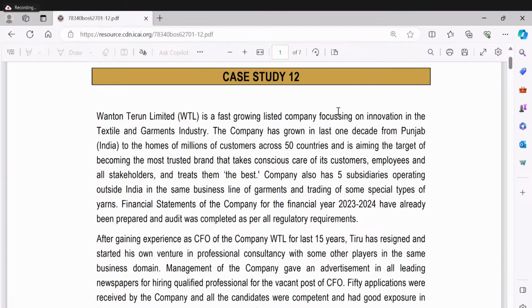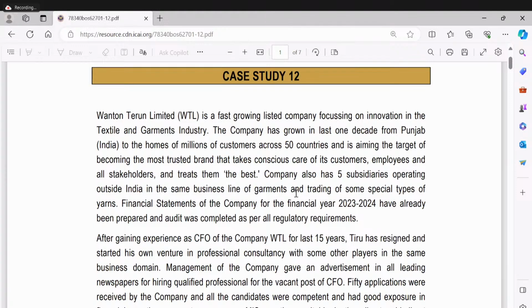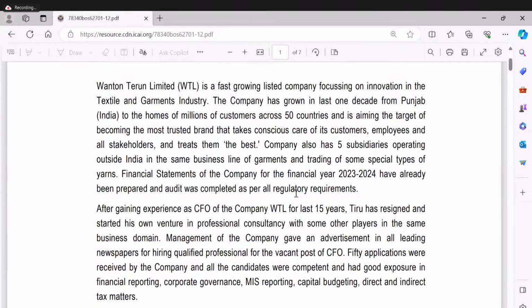So let us go through the case study once. The Vanton Terun Limited is a fast growing listed company focusing on innovation in the textile and garments industry. The company has grown in the last 1 decade from Punjab to homes of millions of customers across 50 countries. So you can see that this company has grown very fast, and in 1 decade from Punjab, it has grown to 50 countries. So not only in India, it has expanded the business across 50 countries in the world.